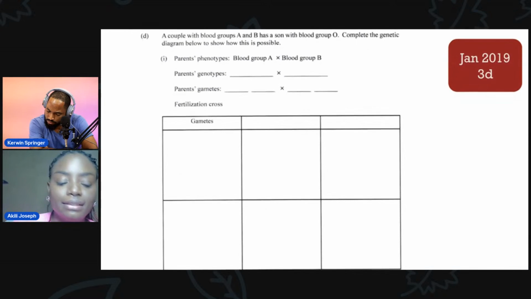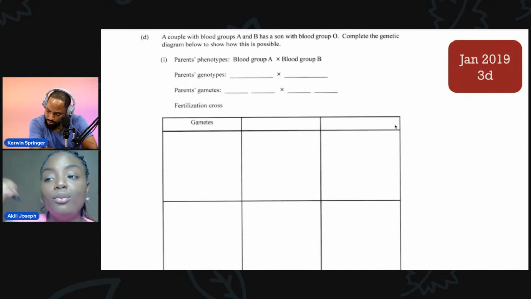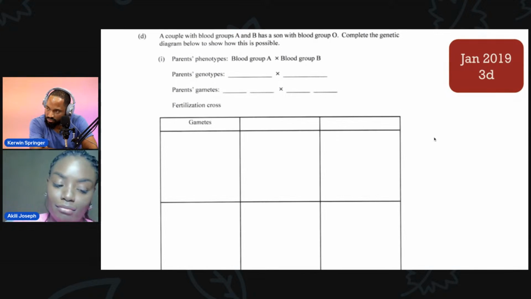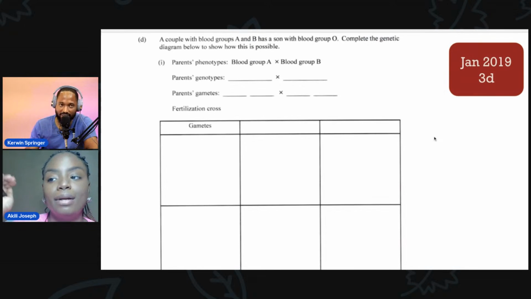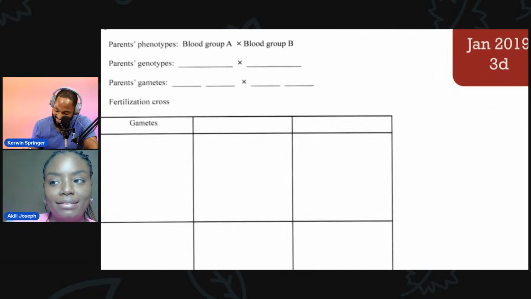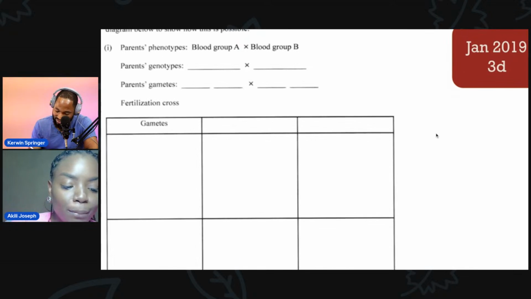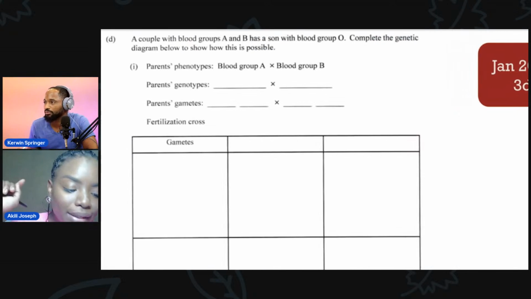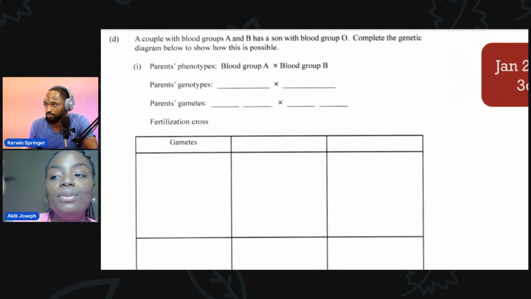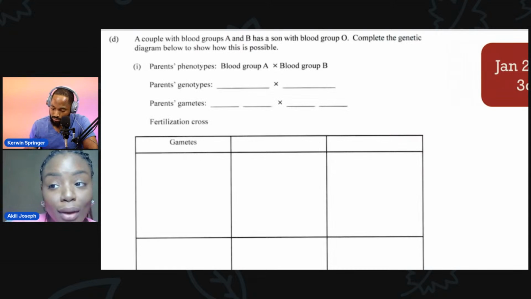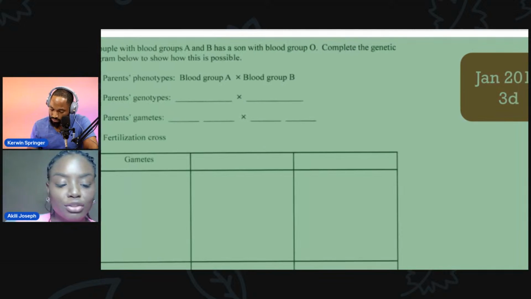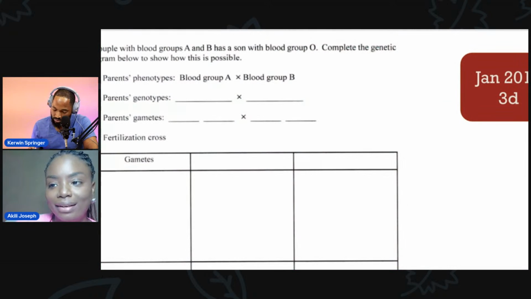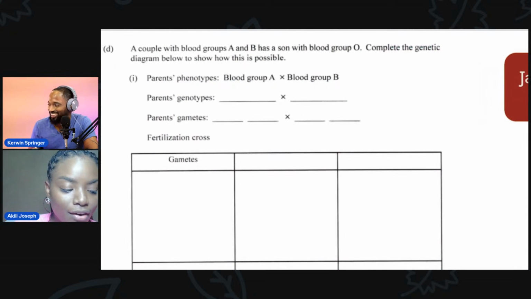So this question I put in just to show, if you want to jump in, Kerwin, on this one, it's basically the same question, but in a different, more structured format. Right? So a couple with blood groups A and B have a son with blood group O. Complete the genetic diagram to show how this is possible. So it's the same question, just asked a different way, with a more structured approach. We're going over it now with discussion from 2019, right?